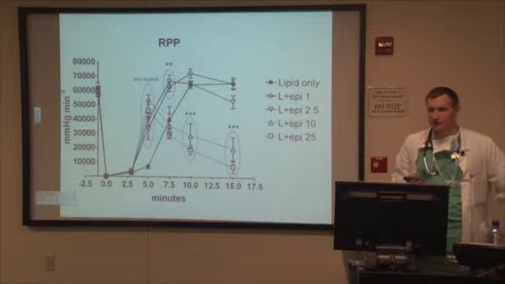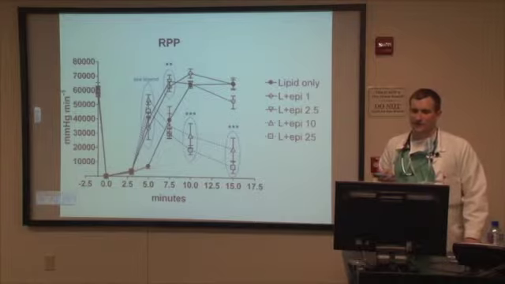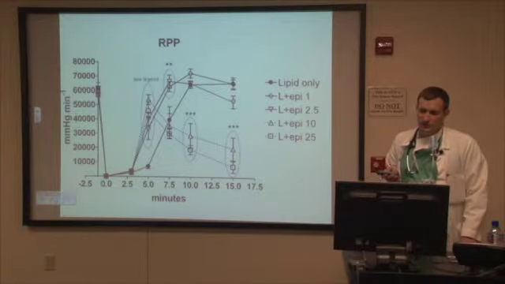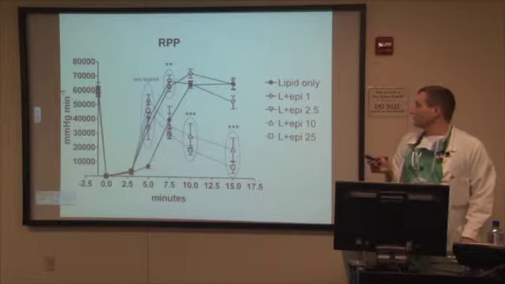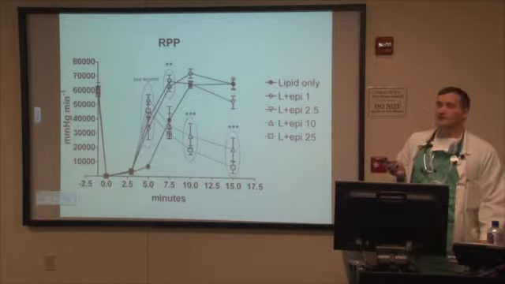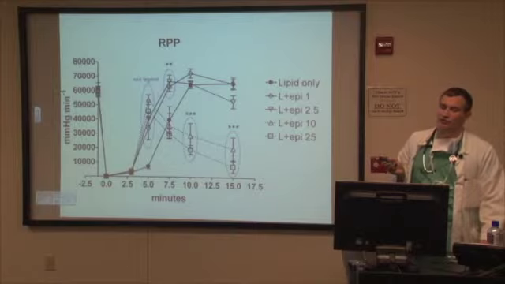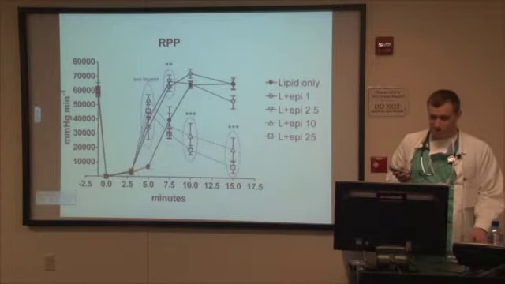Here's a graph from that study, and again, we have that rate pressure product on top. And again, what you can see is that the lipid group performed very, very well. And the lipid group was matched only by the group of animals that received lipid and the lowest dose of epinephrine. The other animals that received higher doses of epinephrine actually performed far worse.